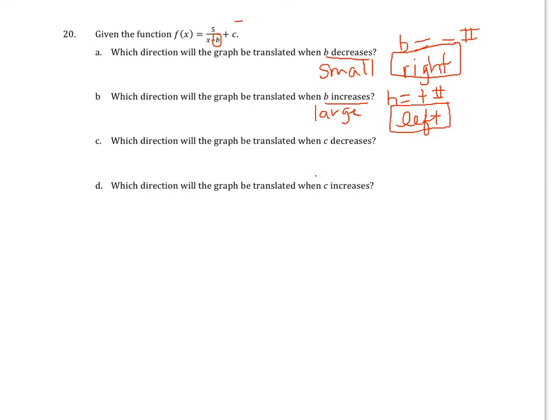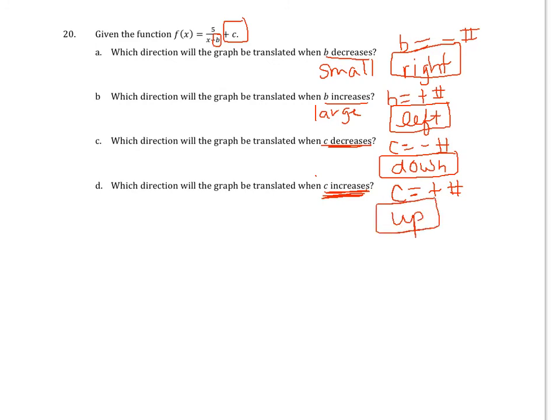Okay, well let's look at c. c is over here at the end. When c decreases, so let's think of c as a negative number. When c is a negative number, that means I have a minus c, and that means that the graph is moving down. So if you'll remember, when it's added on to the end, plus or minus, it's either moving up or down. And it goes just like what you think it would do. When c increases, that means when c is a positive number, it's going to get bigger, so it's going to have a plus c, which means it is moving up.